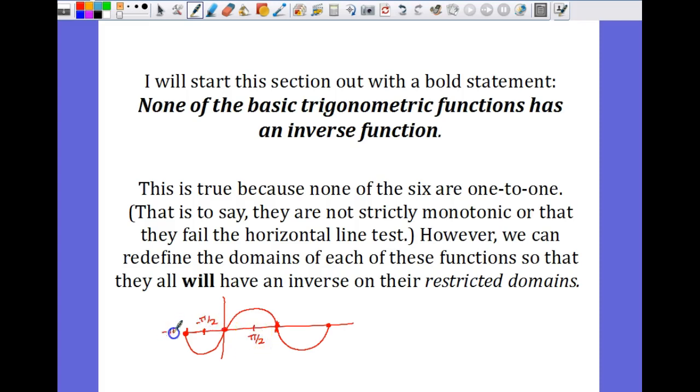Because this would be negative pi, and this is positive pi. So it's only from the min to the max. And then you turn it on its side, because it would have repetitive values here otherwise.